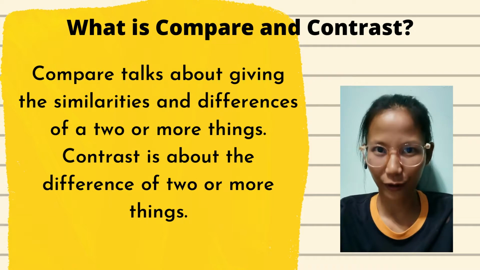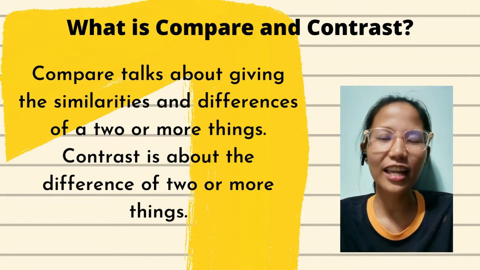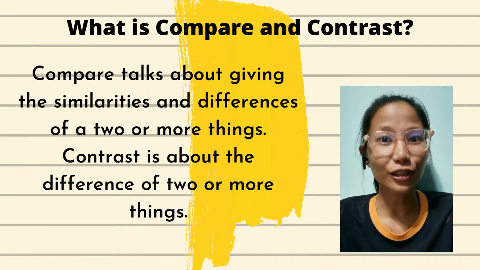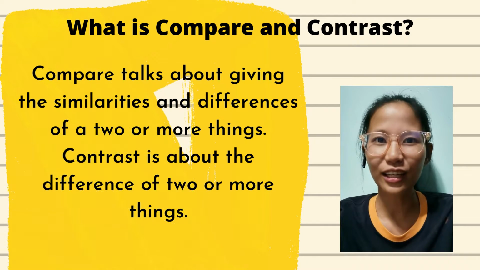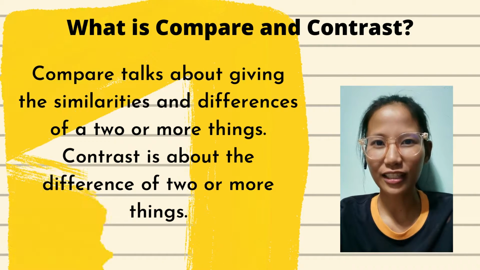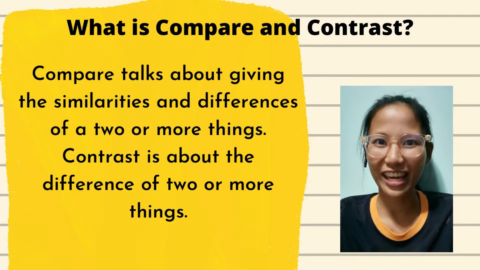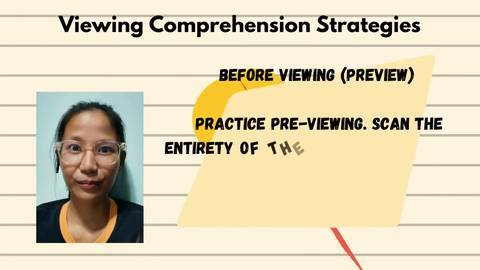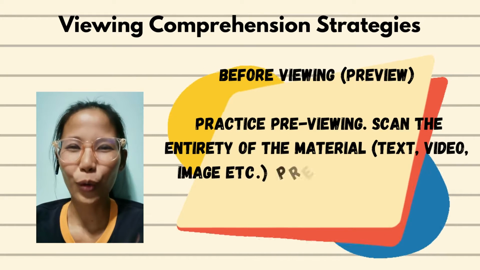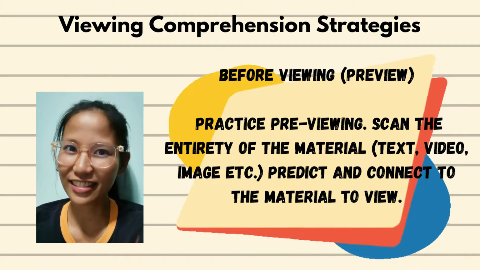Well, comparing talks about giving the similarities and differences of two or more things, while on the other side, contrasting talks about giving the differences of two or more things. Are you still with me? Alright! We are now done defining the words compare and contrast.